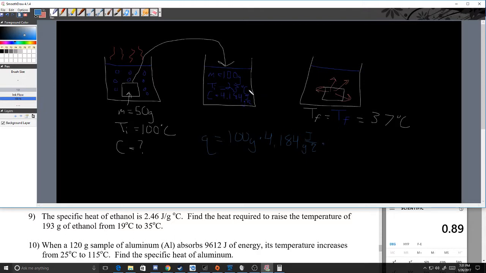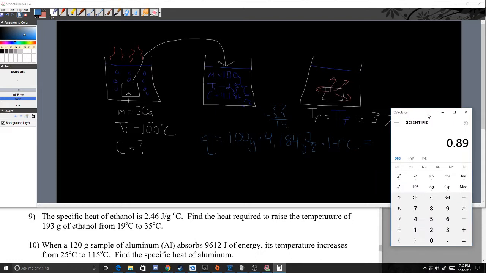Water started at 23 degrees Celsius, ended at 37 degrees Celsius. So do some math here. 37 minus 23. Change in temp, 14 degrees Celsius. Remember, it's final minus initial. All right. Get out my calculator quick here.